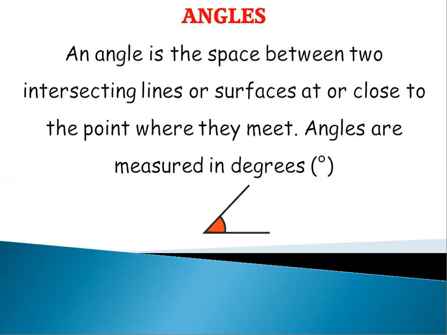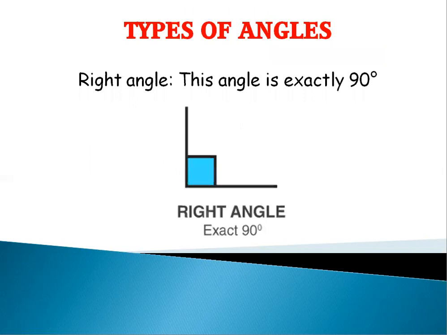So we want to look at the different types of angles and how we can identify them. We have a right angle. This is a right angle. It is called a right angle because it's exactly 90 degrees. This kind of angle is formed when you have a vertical line intersecting with a horizontal line. At the point of intersection, you're going to have a right angle. This is an angle at 90 degrees. So an angle at exactly 90 degrees is known as a right angle.